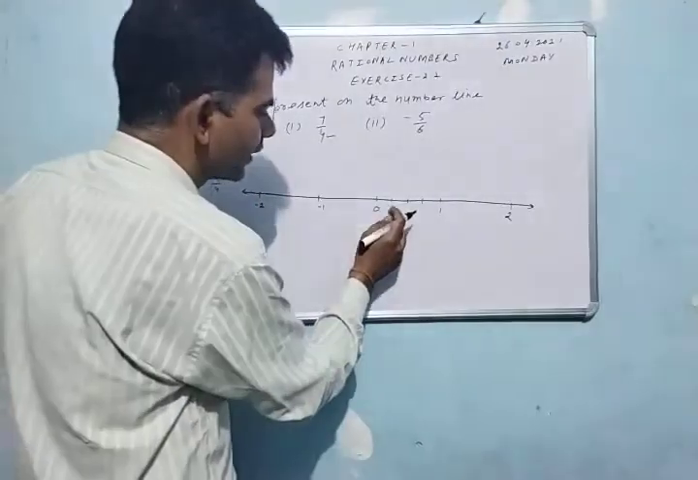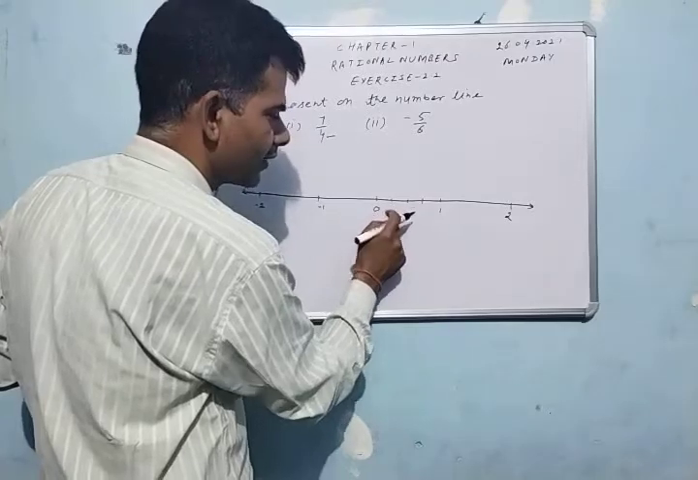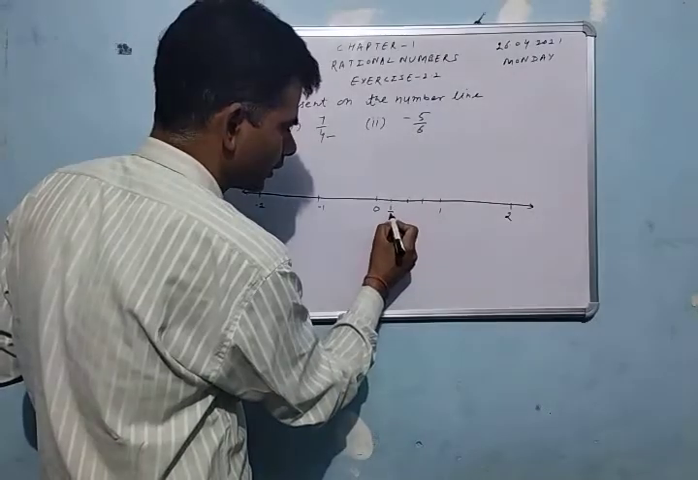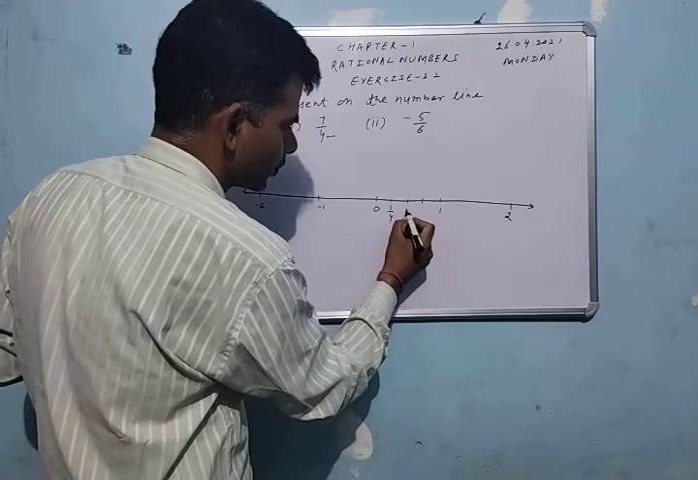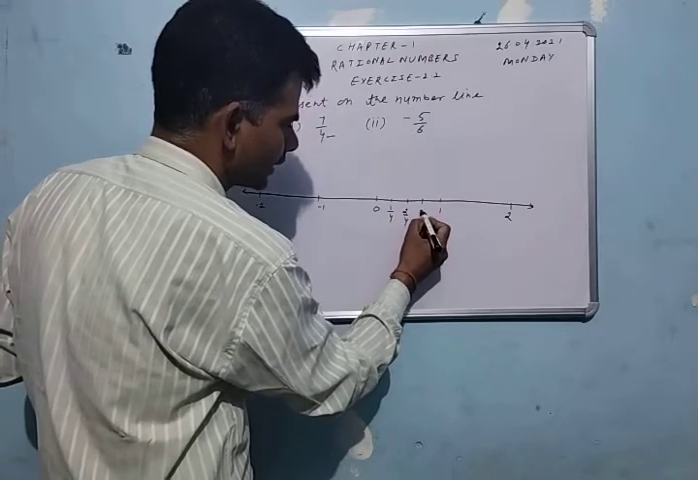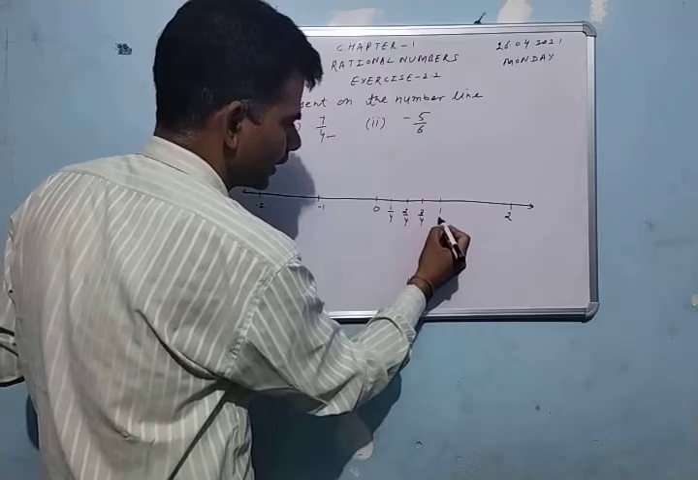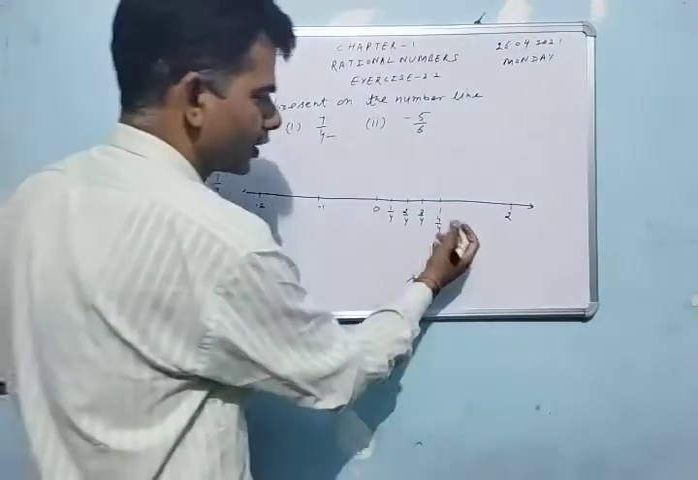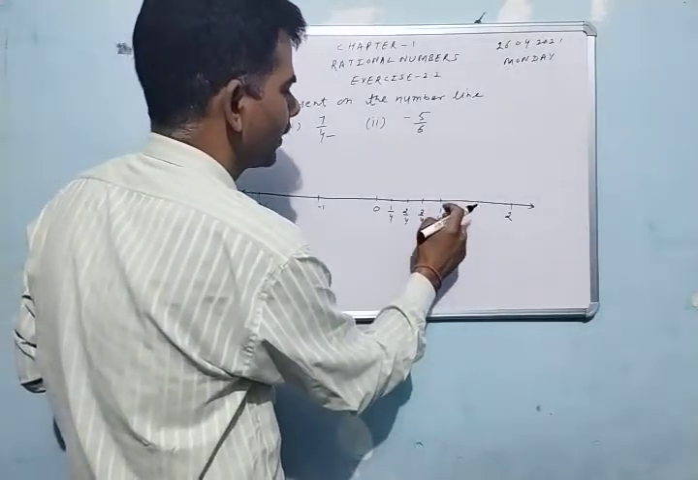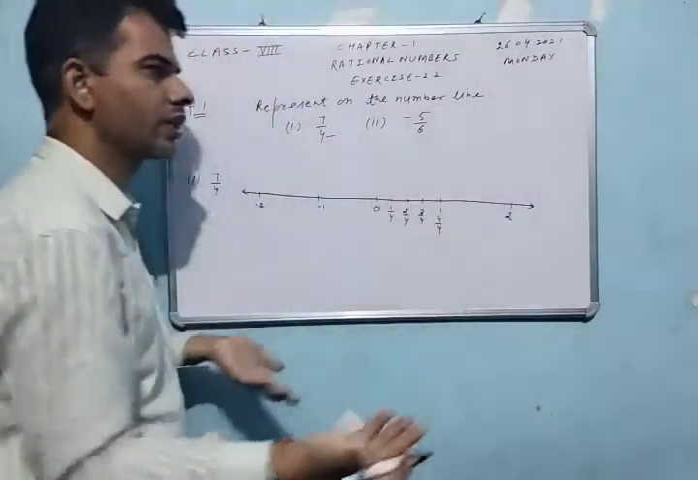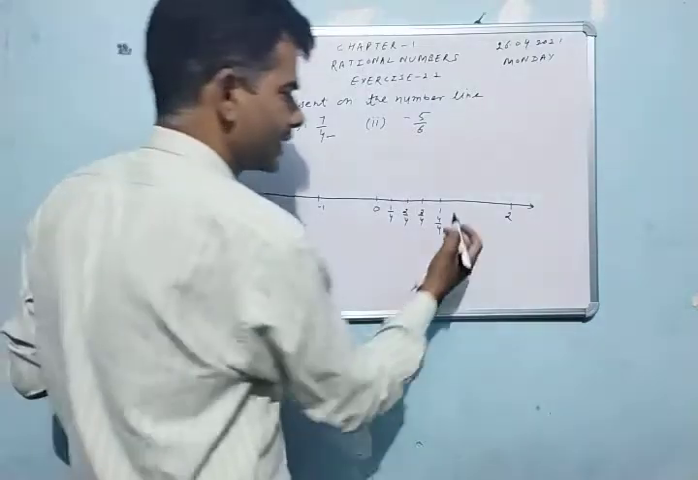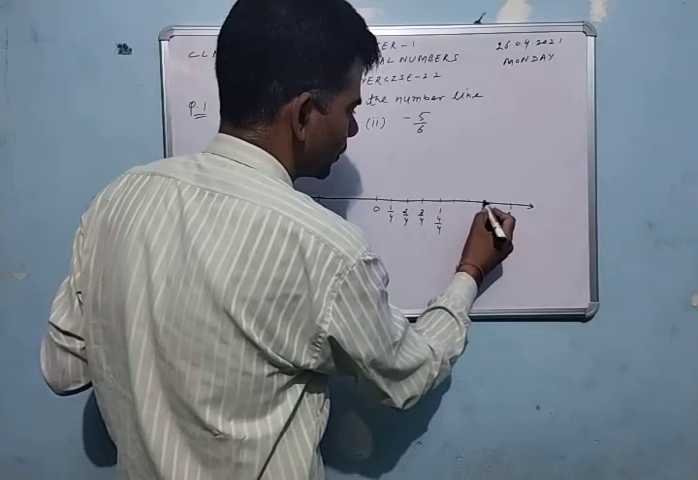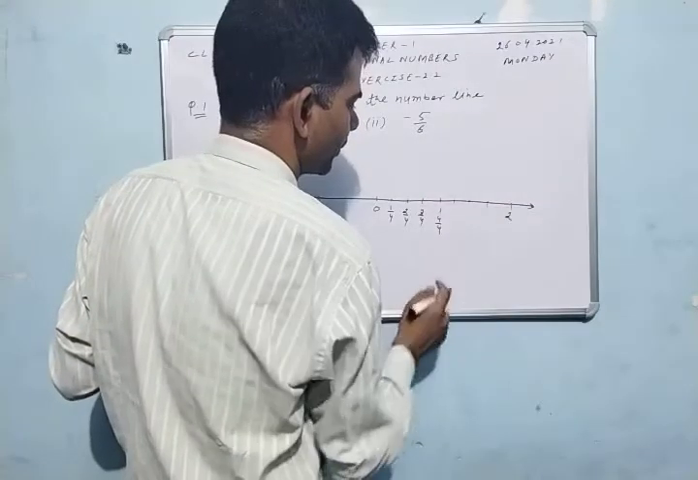Now students, if we have divided into 4 equal parts, the points become 1/4, 2/4, 3/4, 4/4. 4/4 means 1. Now we will divide 1 to 2 also into 4 equal parts: 1, 2, 3, and 4.